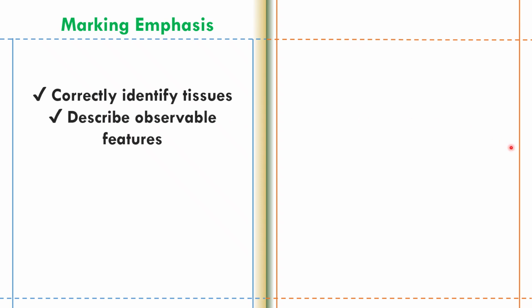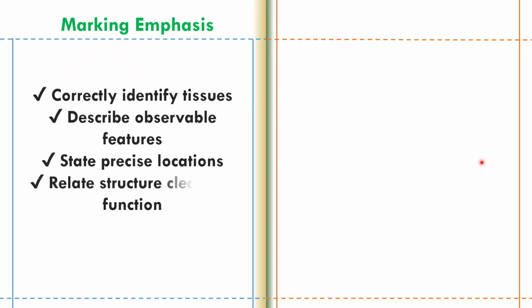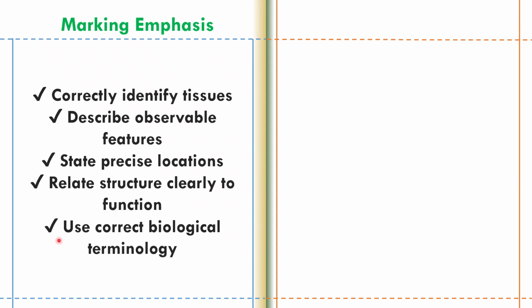Marking emphasis. Correctly identify tissues. Describe observable features. State precise locations. Relate structure clearly to function. Use correct biological terminologies.